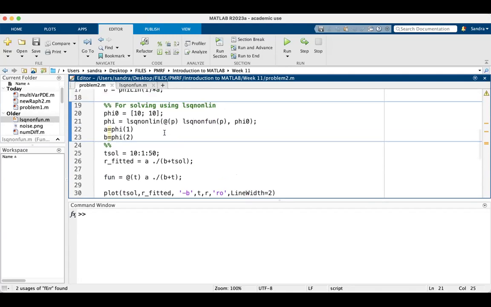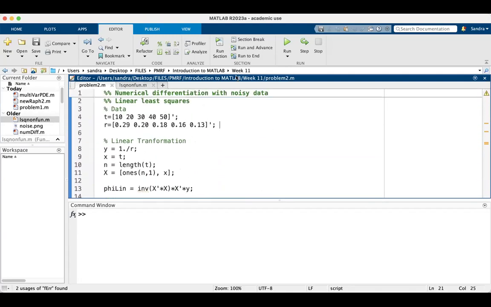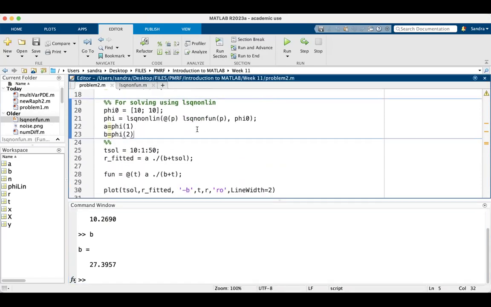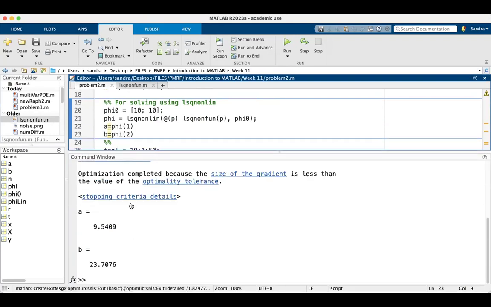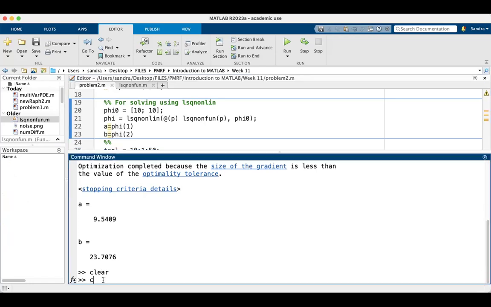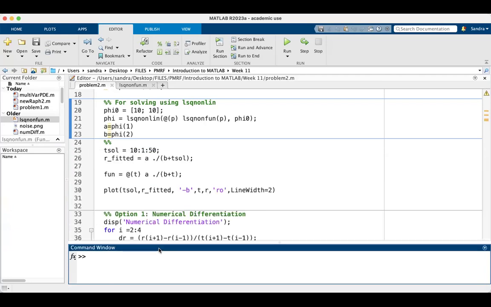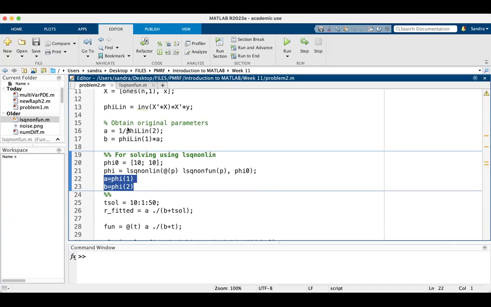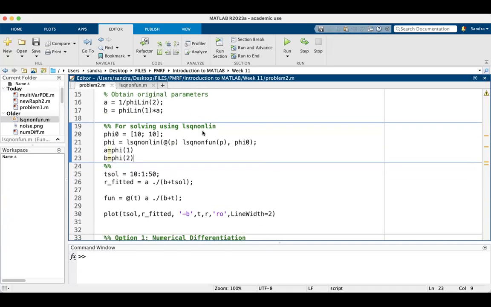Now going back, let me see if the phi value is the same for both. A, B: 10.2690 and 27.39. Using this, let me run this section. Okay, I'm getting a slightly different A value. A value is 9.5409 and B value is 23 point. It's your wish, it's not specified in the question, so you can go with any of them. Right now when I'm running this code, the A value will be overwritten with the solution that I get from lsqnonlin.